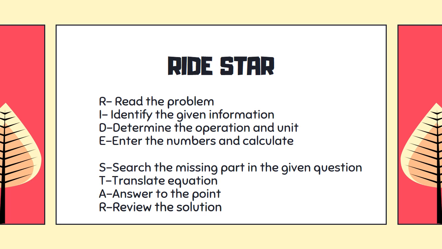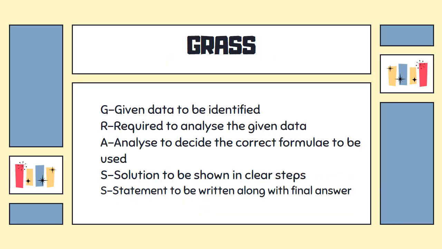And once you're done with that, you're translating it into an equation. This is mostly suitable for linear equation or algebra based questions. And once the equation is translated, you will be able to answer to the point, that is by solving the equation, and then you're arriving at the solution. Once you arrive at the solution, it's very important to review it. That is why R stands for review, because once you find the answer, especially in equation based questions, it's important for you to check whether it is matching the given equation.